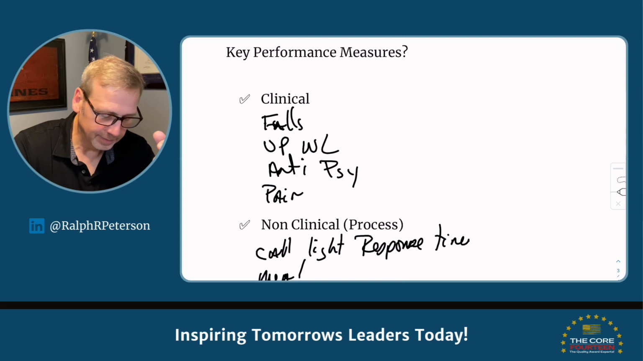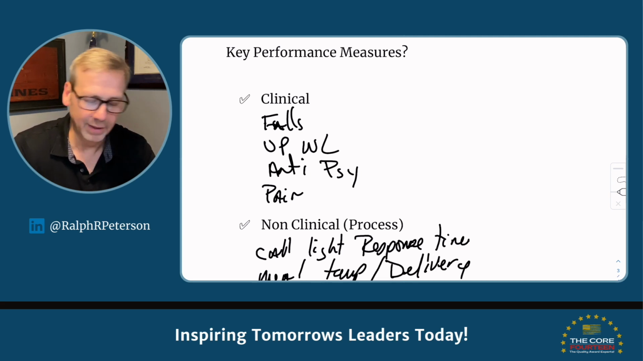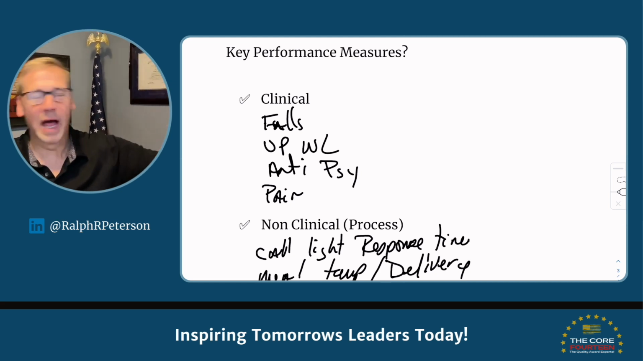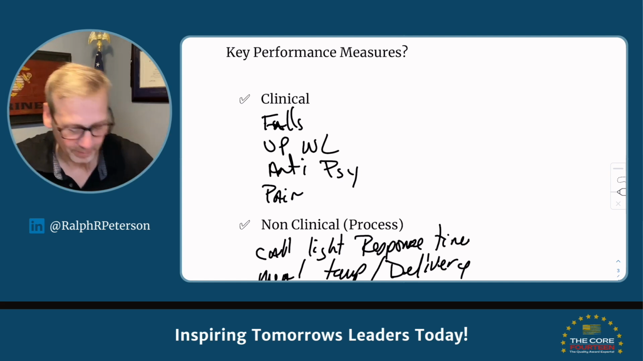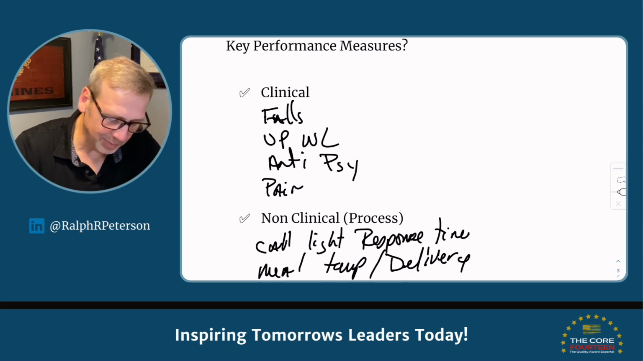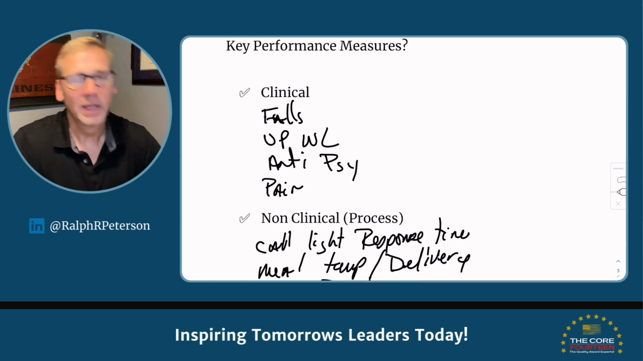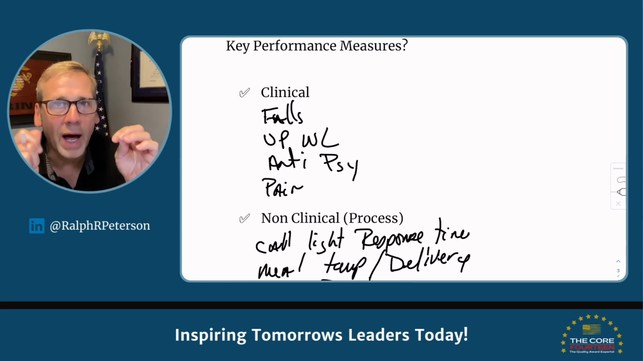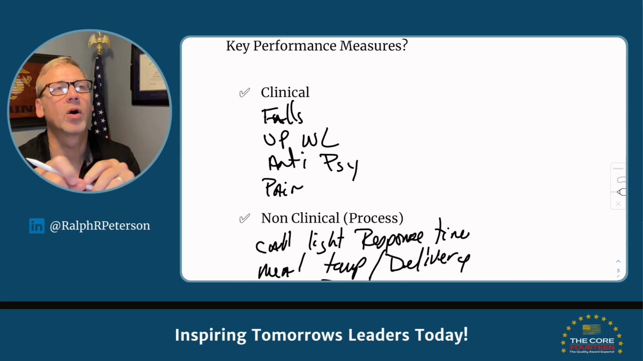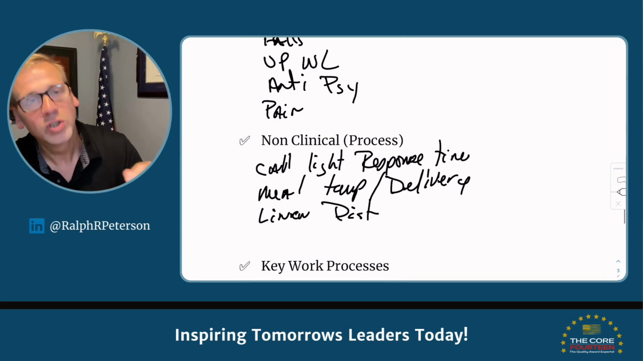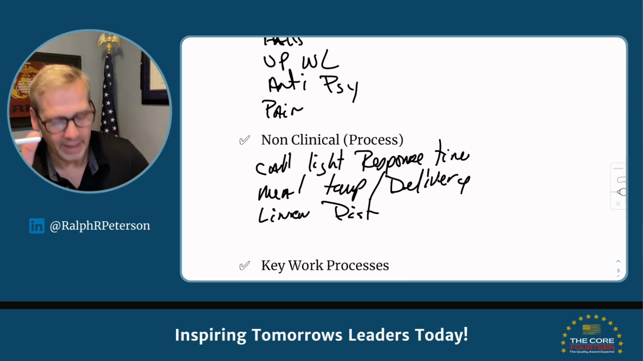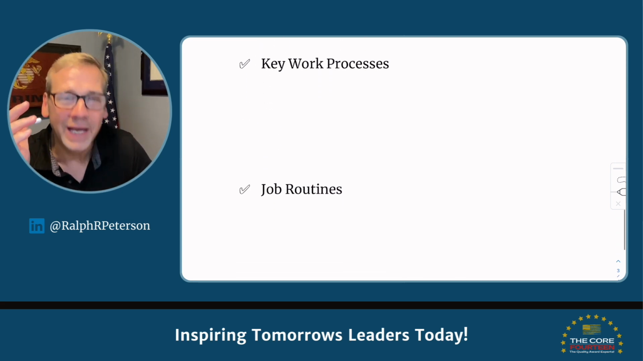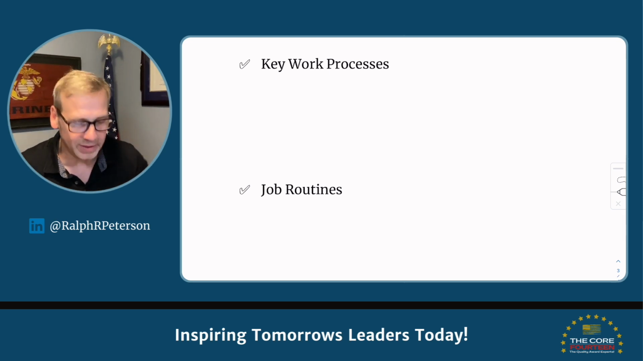Meal temps or delivery time: meal temps usually go down the longer it takes to deliver, right? So delivery time and meal temps kind of go hand in hand. Linen distribution is non-clinical, but it aids in the clinical. These are things that are super important to your organization's success. Non-clinical and clinical. And then we have key work processes and job routines.